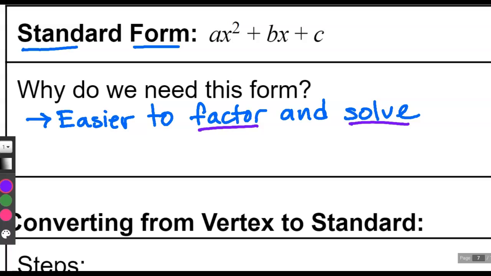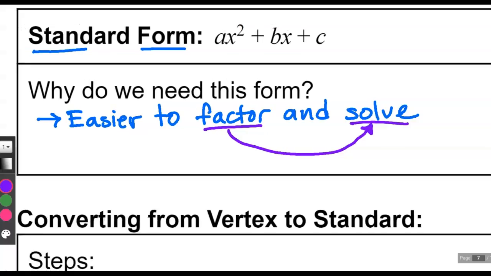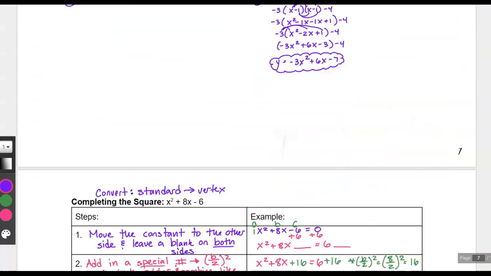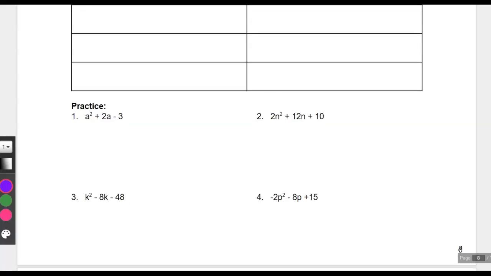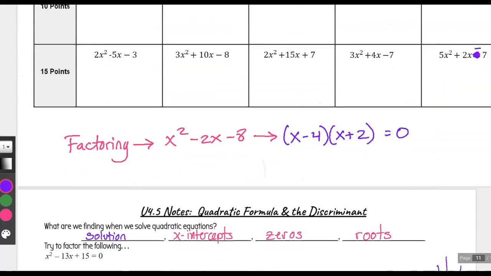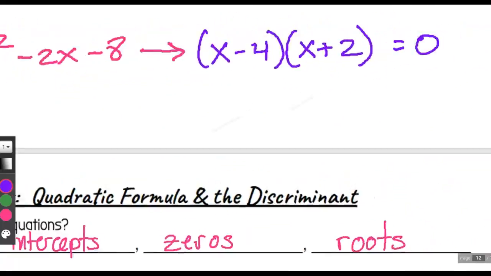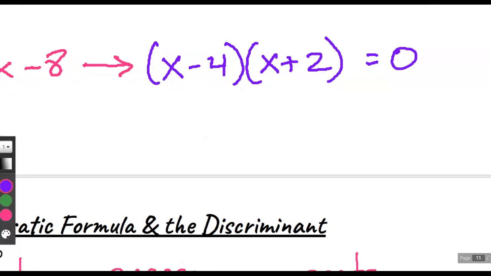Once we factor, we can easily find the what? We factor so that we can solve, meaning find those solutions. Find those x-intercepts. How do we do it? How do we take factors and find solutions?